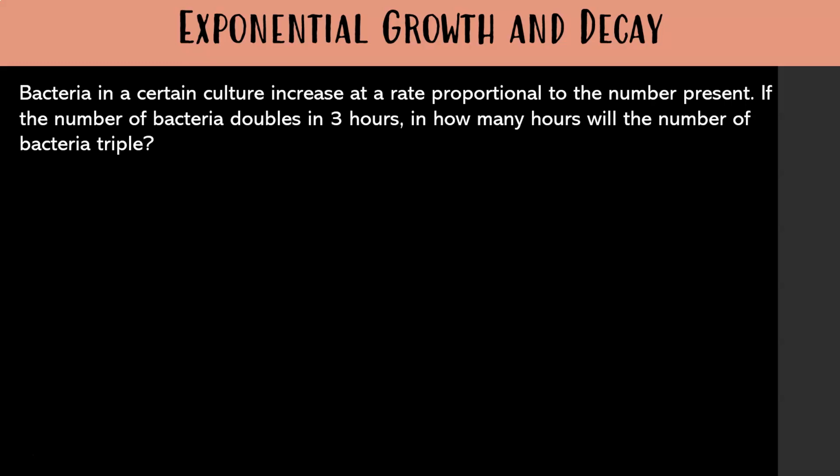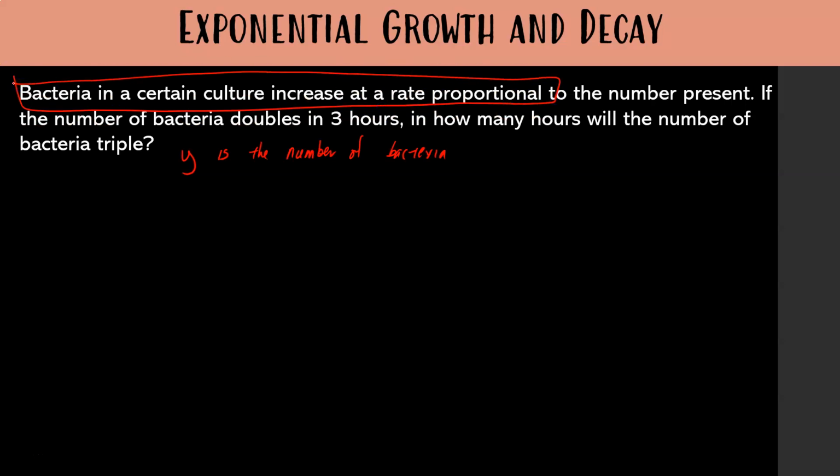All right, bacteria in a certain culture increase at a rate proportional to the number present. Let's say Y is the number of bacteria, which means now we can go back and rewrite this. The growth rate, the rate of change of the bacteria over time, is proportional to the number of bacteria present. So we start off with the rate of change equal to some constant times the number present.